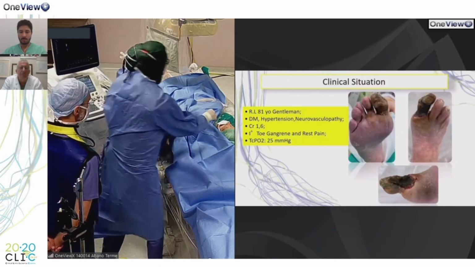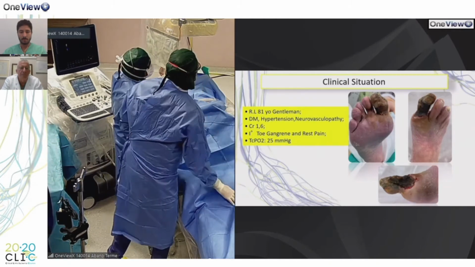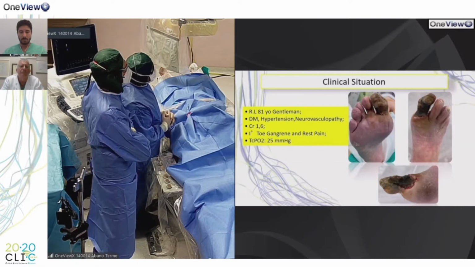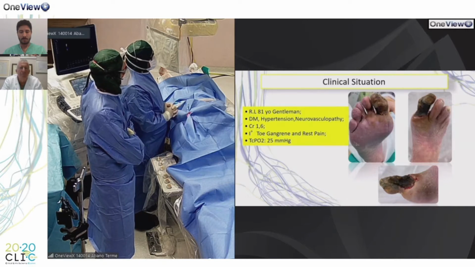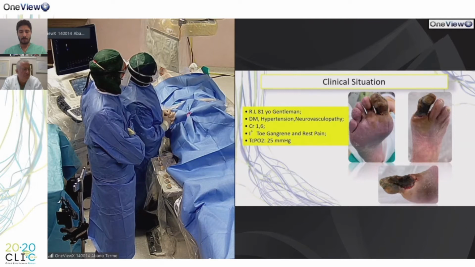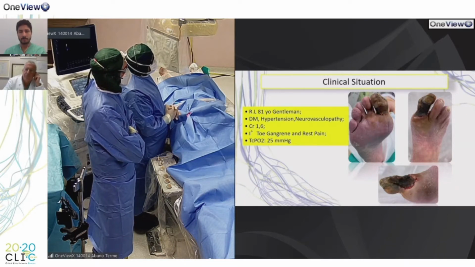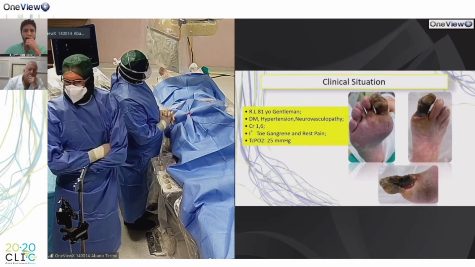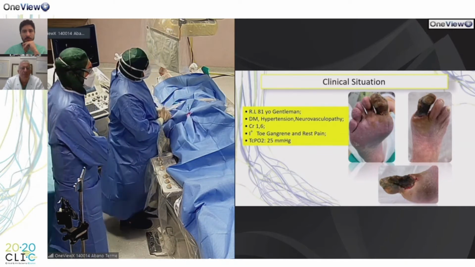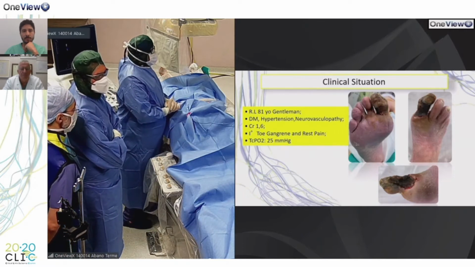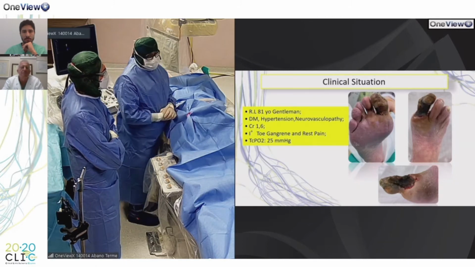Okay. So this is the patient, an 81-year-old gentleman with diabetes and hypertension, complicated with neurovasculopathy. Actually, we have a quite impaired renal function with the serum creatinine at 1.6, and there is a gangrene in the first toe with very severe rest pain, and the TcPO2 is not so low, but is below 30. We have now 25 millimeters Hg. This patient received this morning a sciatic block under ultrasound guidance.